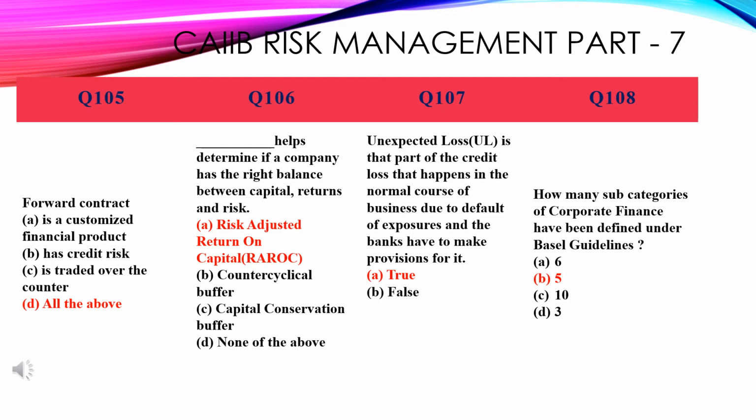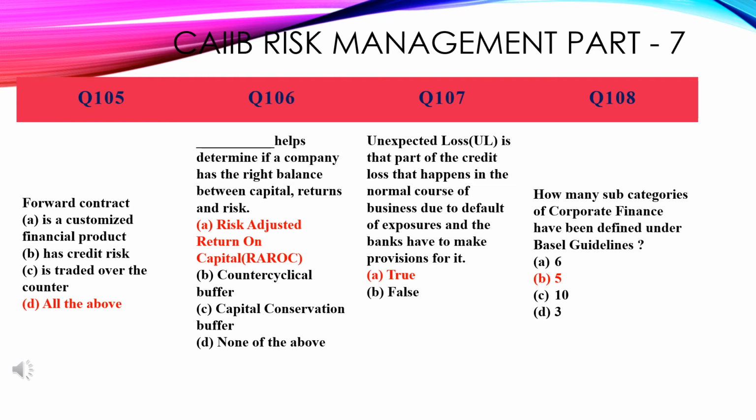Risk adjusted, where is adjusted? Return on the capital. So why? Because it's an economic capital. And economic capital means it's the amount of capital a company should keep aside, and it's completely based on the risk it runs. So this is RAROC, risk adjusted return on capital.